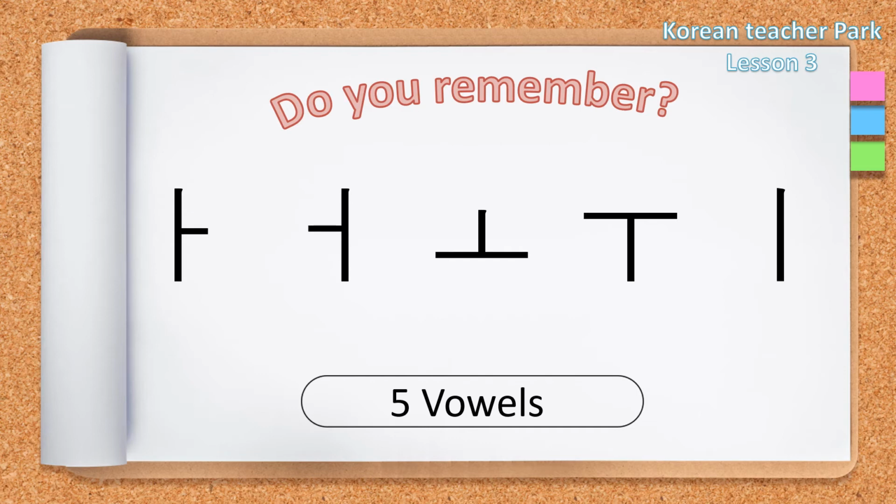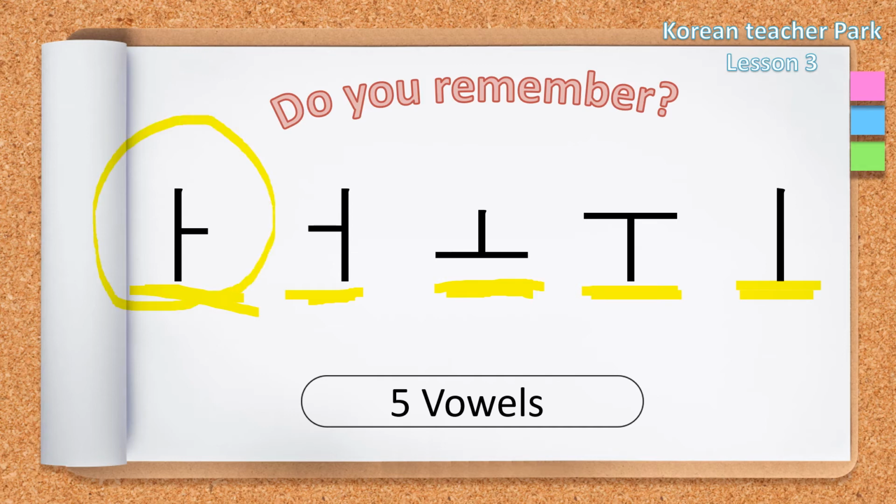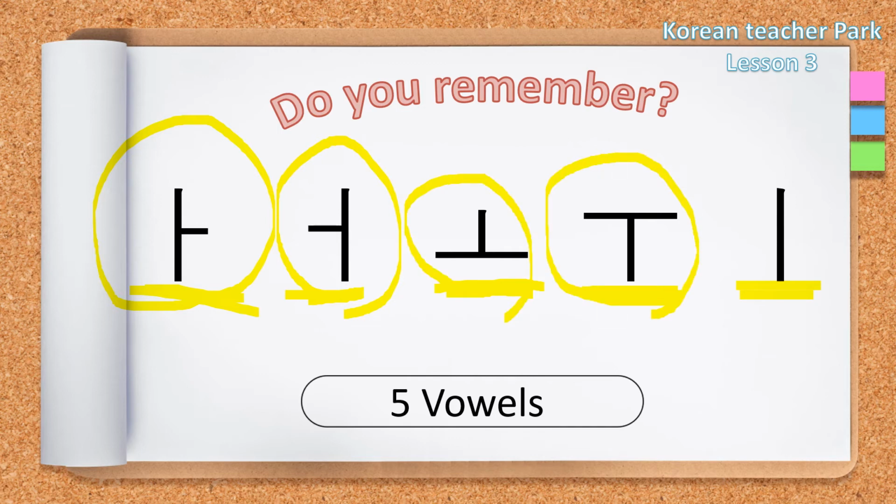Do you remember these five vowels? Repeat with me. A, a, a. A, o, o, u, u, e, e. Do you remember? A, o, o, u, e.